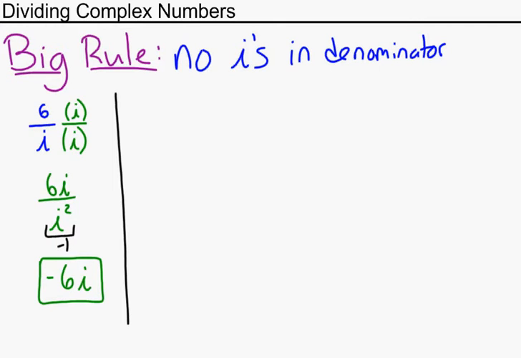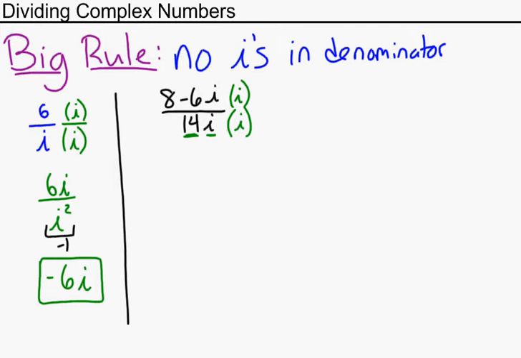Something a little bit more complicated would look like 8 minus 6i, all divided by 14i. When I go about doing this problem, I look at the denominator and I see that I'm breaking the big rule. I have an i right here, but I also have a 14, and I'm fine with the 14. I can just leave that in my denominator. So I'm going to take the same process I just used and multiply top and bottom by i, because that's going to get rid of the imaginary number in the denominator.